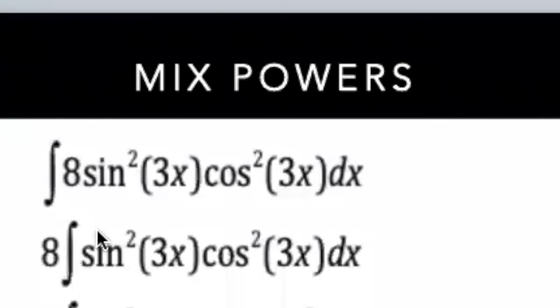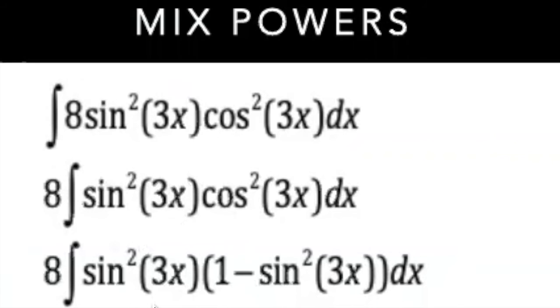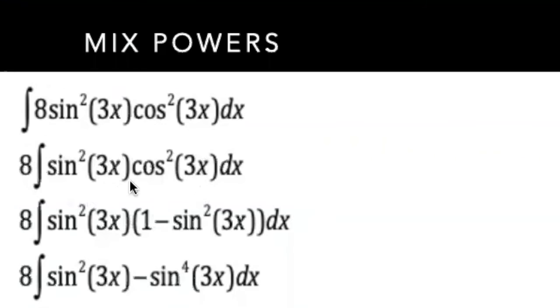We can also have a mixed power. Here we have it being 2 even. We could have an even or an odd. So here we have the integral of 8 sine squared 3x cos squared 3x. Factor the 8, leaving the sine squared 3x, change cos squared 3x as 1 minus sine squared 3x. Now multiplying sine squared 3x times 1 gives you sine squared 3x. Sine squared 3x times sine squared 3x gives you sine to the 4 3x.